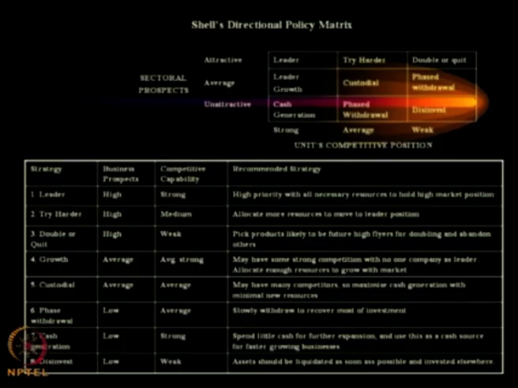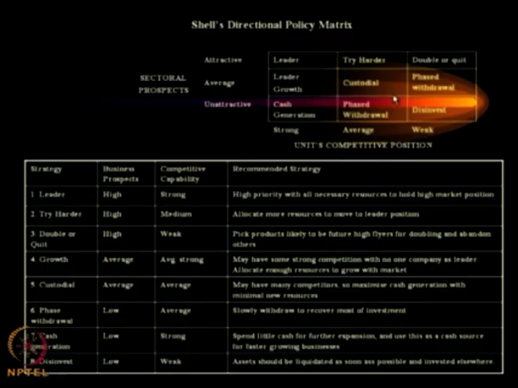Now, suppose your unit's competitive position is strong, but the sectoral prospects are average. What can be the type of strategy? You may be a leader or you may not be a leader, both are possible, but growth strategy is what can be identified. So, the strategy that is recommended is growth.